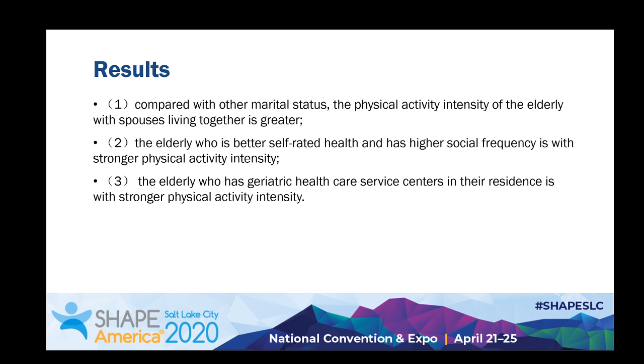First, the results show that compared with other marital statuses, the physical activity intensity of the elderly living together with spouses is greater. Secondly, the elderly who have better self-rated health and higher social frequency have stronger physical activity intensity. Thirdly, the elderly who have geriatric health care service centers in their residence have stronger physical activity intensity.